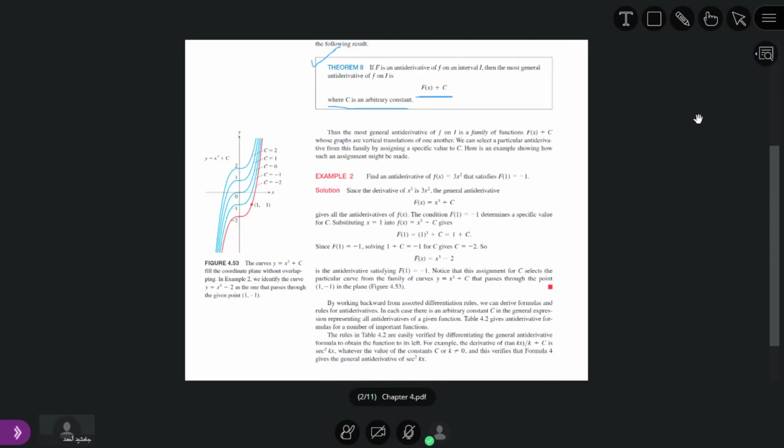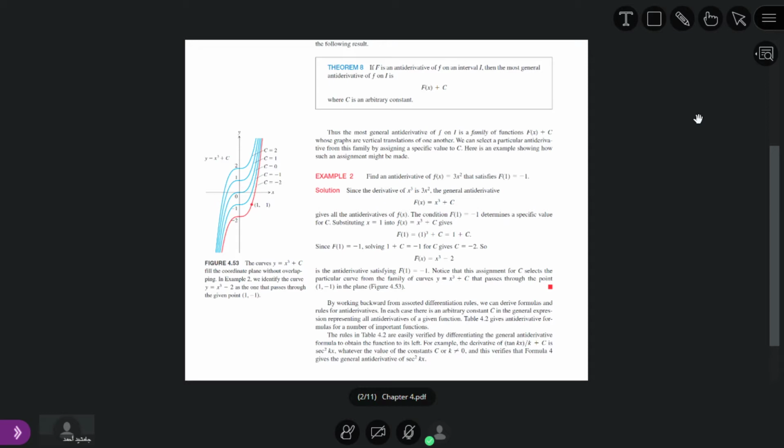Now here one student can ask, teacher, how can we find this constant? For this case, some certain condition will also be given, like in example 2. What is the question? Find an antiderivative of 3x squared that satisfies a condition. This condition is on the antiderivative, because it is capital F of 1 is equal to minus 1.